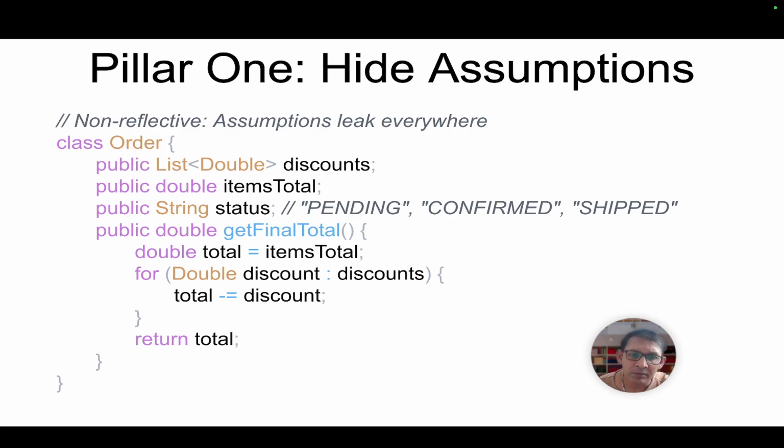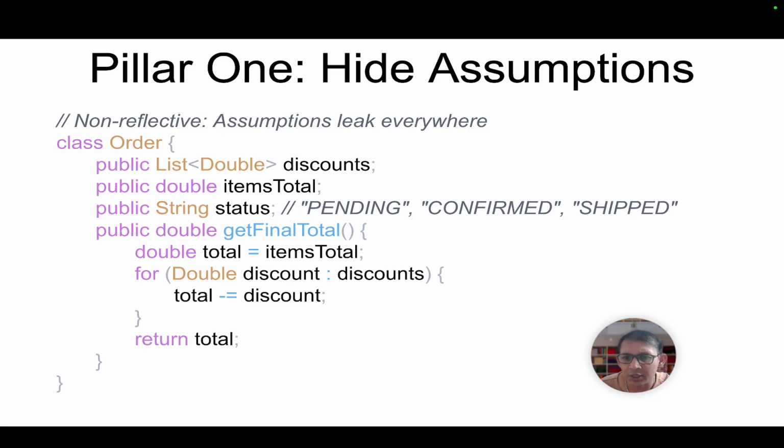First, we're exposing that discounts are represented as a list of doubles. What happens when the business comes to you and says, we need to track why each discount was applied? Was it a coupon code, a loyalty program benefit, or a volume discount? Suddenly, every part of the system that touches this public list has to change.